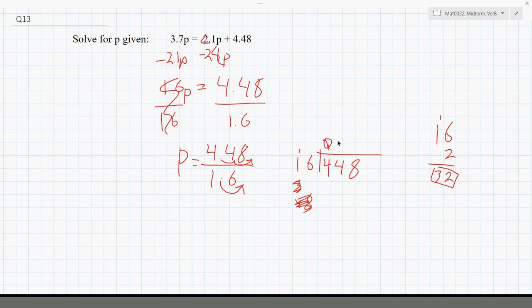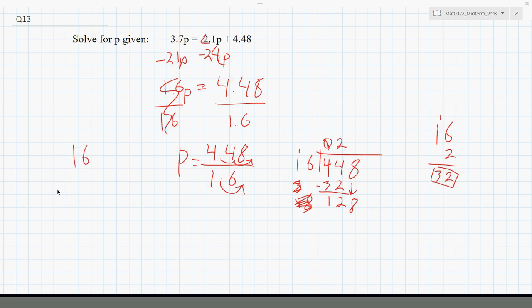That seems like a good number, so we're going to put a 2 up here, and we're going to put a 32 down below this. 44 minus 32 is going to end up being 12, so bring down the 8, 128. 16 will go into that 4 times, I think. 5, 6. We're going to have to just try it over here.